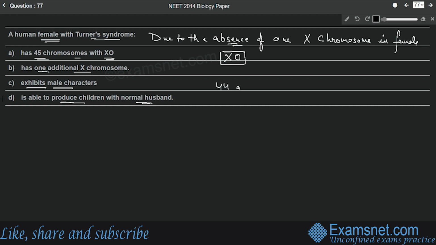44 autosomes plus one X chromosome, so total how many chromosomes? 45. Total chromosomes are 45: 44 autosomes and one X chromosome. Therefore option A will be the correct answer. Has 45 chromosomes with XO type of genotype. So option A is the correct answer.